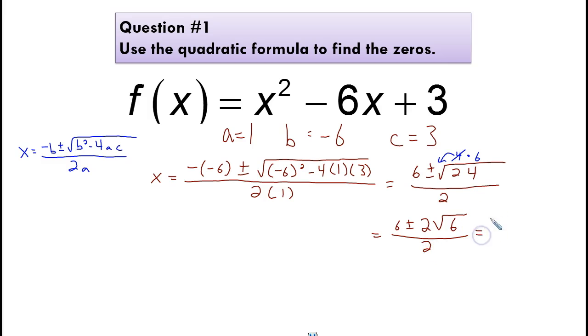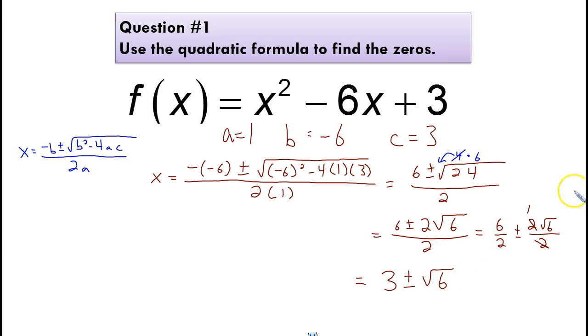Now remember, I like for you, at this point, to split this up into 2 fractions. You've got the 6 over 2, and you've got the 2 root 6 over 2. 6 over 2 reduces to 3. 6 divided by 2 is 3. And the 2 divided by 2 cancels out. So we have plus or minus. These cancel out, leaving us with just 1 behind, but we don't have to write the 1 in front of a radical. It's just going to be root 6. 3 plus or minus root 6.